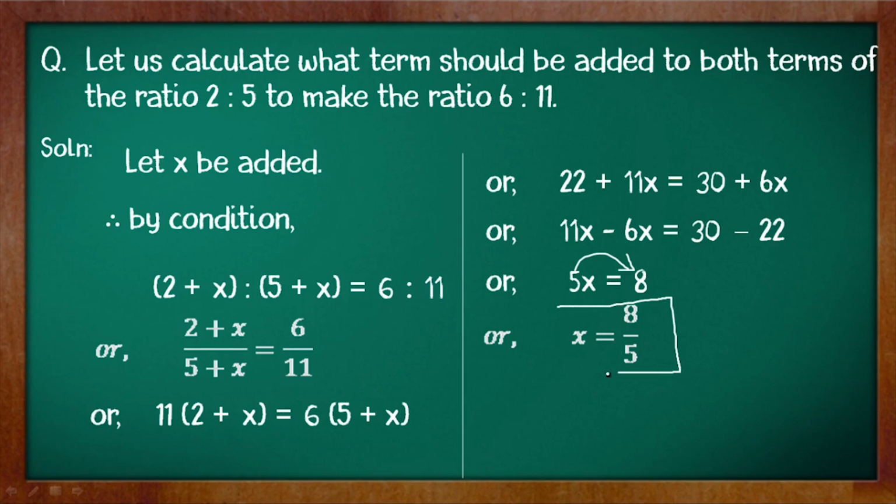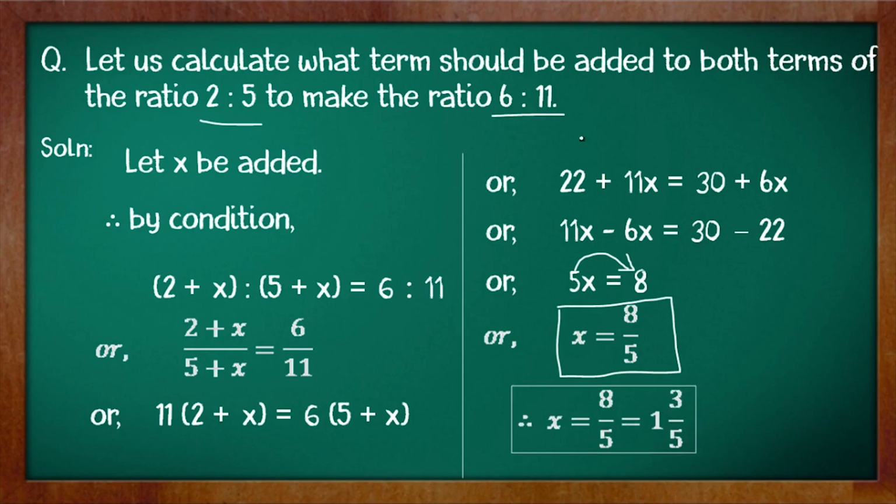So this is the required term that needs to be added to 2 is to 5 to make the ratio 6 is to 11. Therefore x equals 8 by 5. We can also change that into a mixed fraction, though it is not necessary, but if you change it, this is the answer you get.